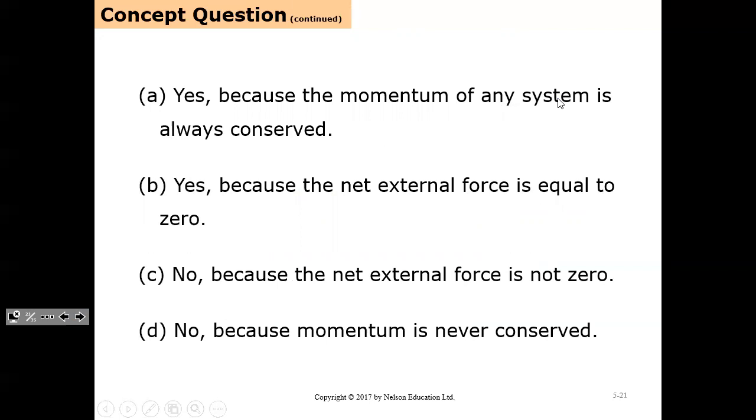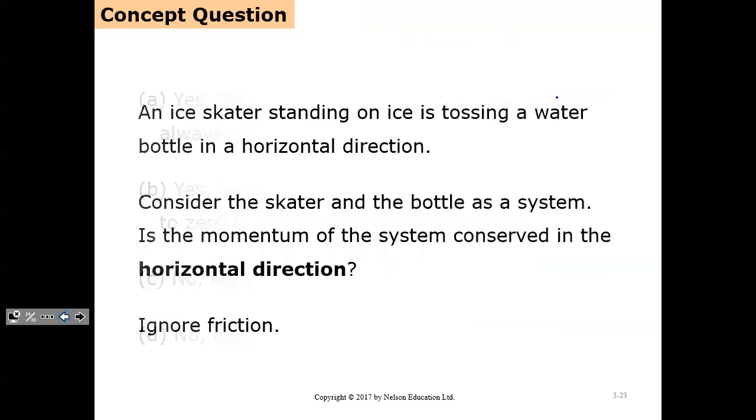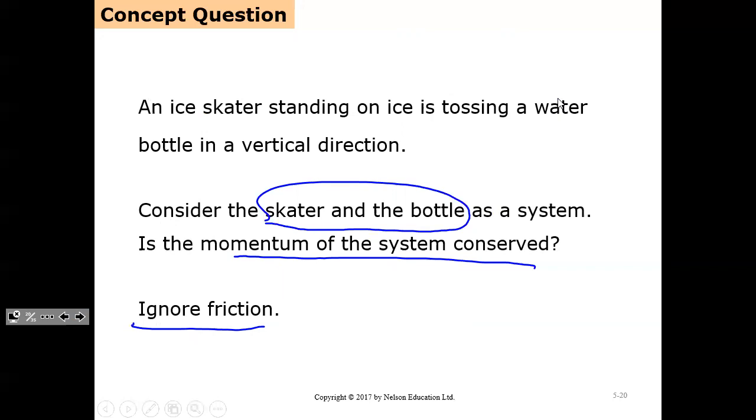The answers are, there's a picture, I hope there's a picture. No. So there's a picture for this question. Okay. Anyway, let me draw the picture. So this is the skater and this is the bottle. She's throwing this bottle. Oh no, is it? Tossing in a vertical direction. Not throwing, tossing. Throw it up. Is the momentum of the system conserved? So this is the question now. She has the bottle on her hand and she's tossing it up.